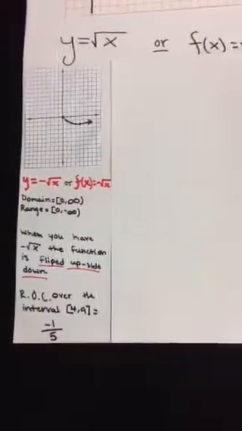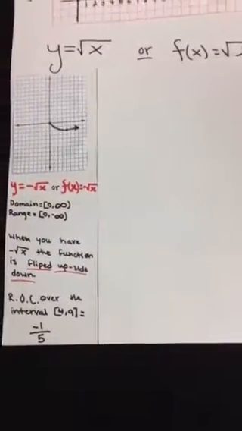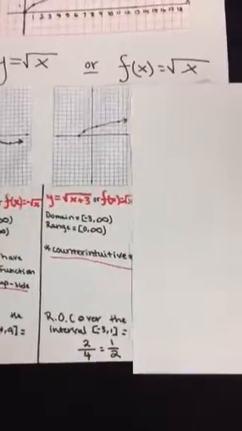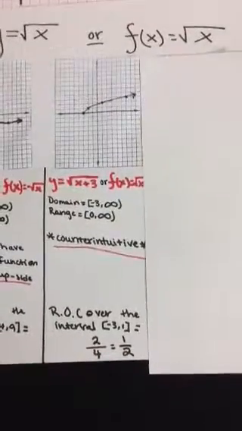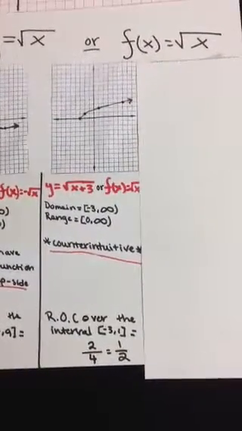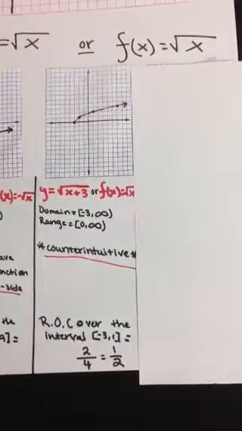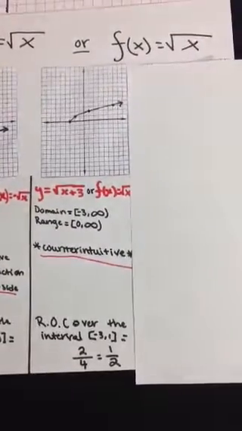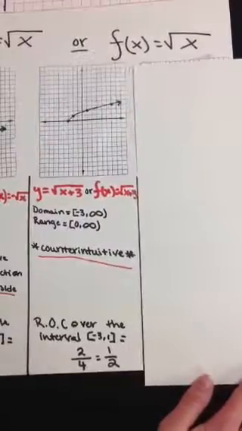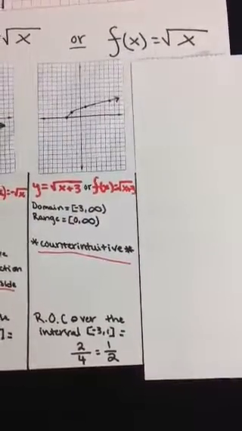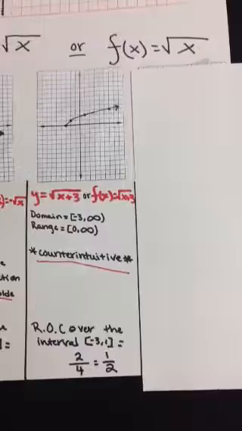Next, let's see what happens when you add a constant to the parent function under the radical. Our equation is y, or f of x, equals the square root of x plus 3. When a constant is added or subtracted under the radical, the function will be shifted left or right. When we add 3 under the radical, the function is shifted to the left 3 units.